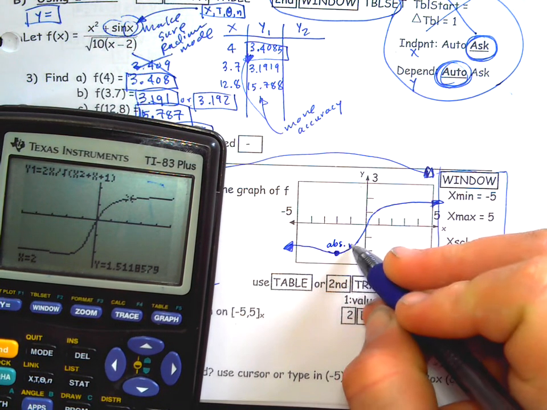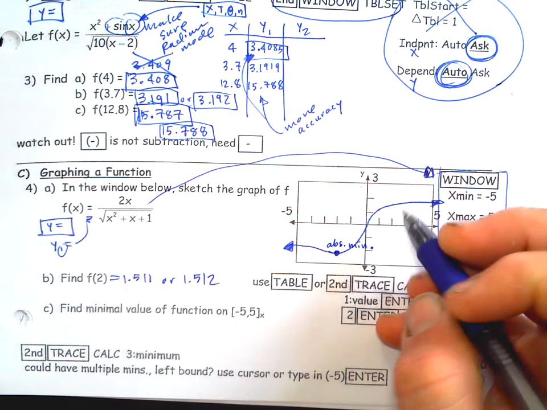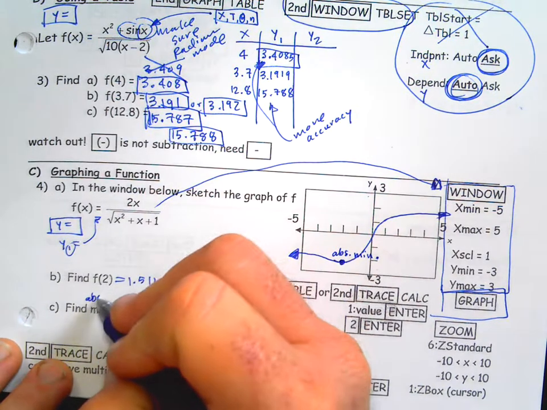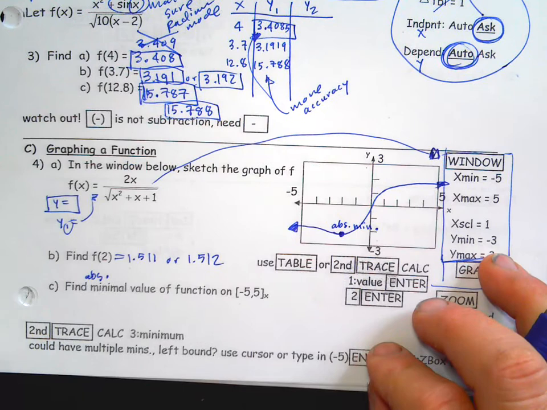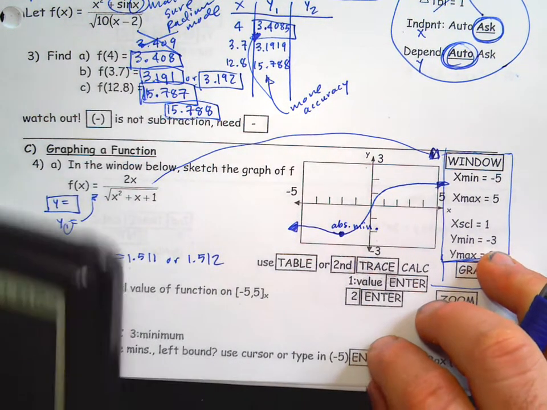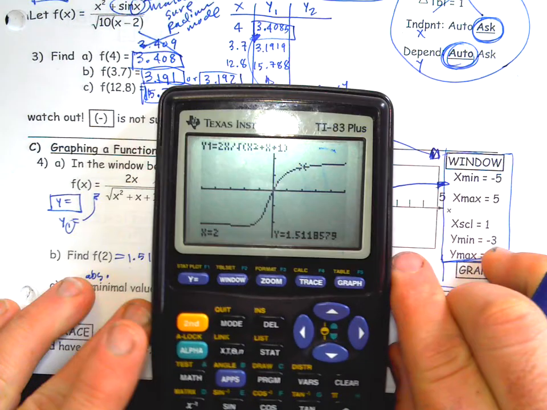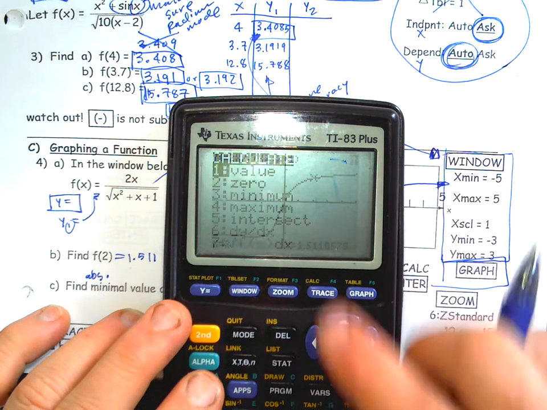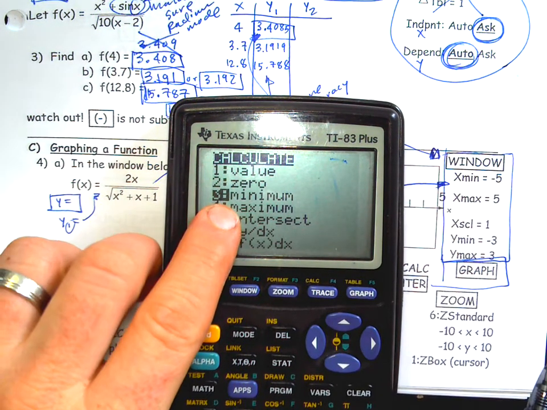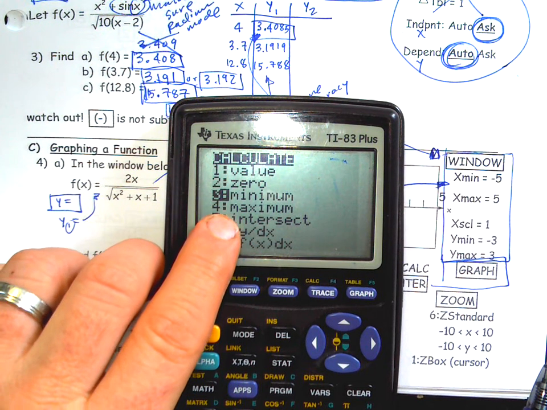Now, if they say minimum, that means absolute, which means the lowest point. Relative could be just a low point on one portion of the graph. Now, your calculator can calculate this for you. You don't want to guess. So under the calculate menu, there's an option number 3, minimum. There's an option number 4, maximum. And I'll do that for you.